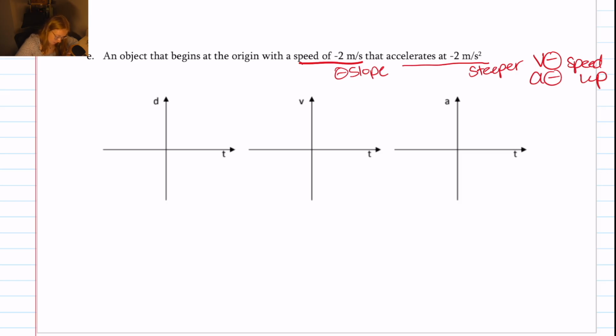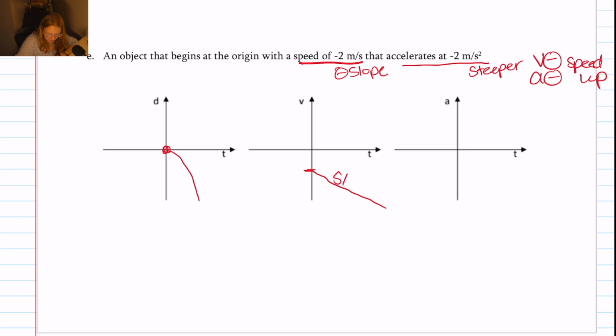Okay, so let's translate that. An object begins at the origin. It's already traveling with a speed, but then it speeds up over time, so we get steeper and steeper. Let's make it a little bit better. Okay, something like that. For velocity, you already were negative at the beginning. Then you got even more negative as time went on.